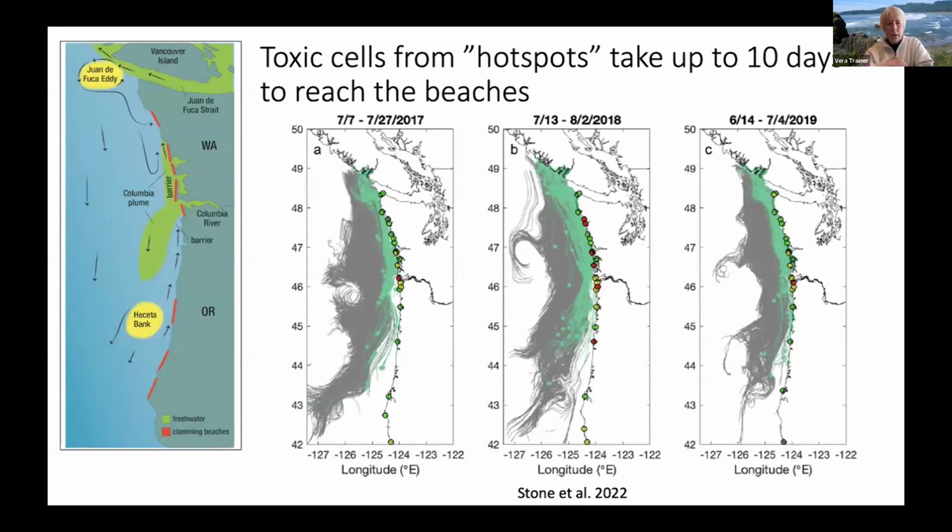But what we know through modeling, and this was work done by Hallie Stone, is that toxic cells from these hotspots, and the maps on the right show particles released from the Juan de Fuca Eddy hotspot site in 2017, 18, and 19. It takes up to 10 days for these cells, these particles, to actually reach the beaches. The trajectories shown in green are the samples that actually reached the beaches. So we can provide an even earlier warning to managers by knowing what cells are available at these hotspot sites.